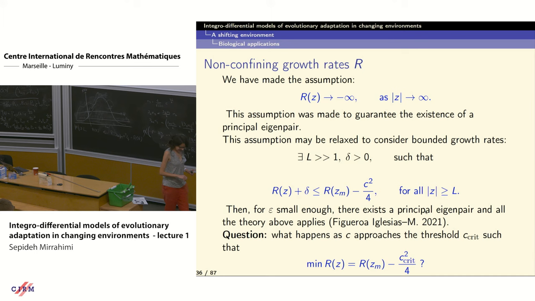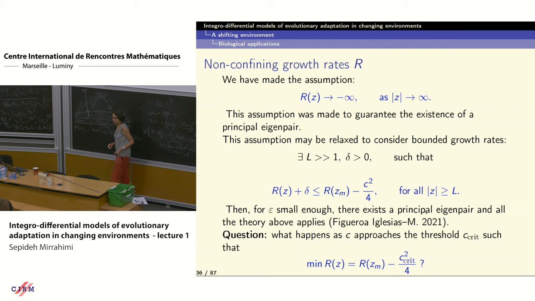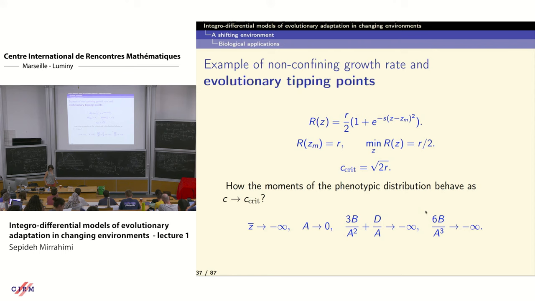And it is given by this formula that mean of R of Z is equal to R of Zm minus C critical squared over 4. Okay? So it is the critical speed which makes these two lines the same. So this is where the theory doesn't work anymore. And a question is, what happens then?